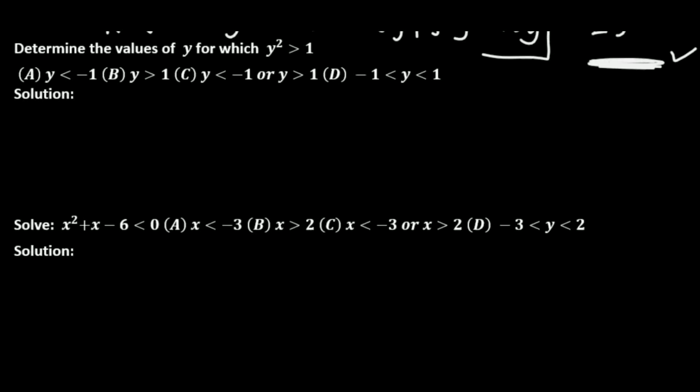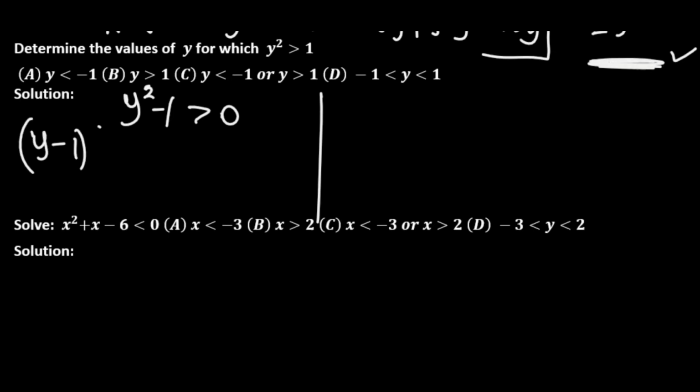Determine the values of y for which y squared is greater than 1. So if you could remember the steps used in solving quadratic inequality, this is a quadratic inequality. So we'll move every term that has the variable to one side. So y squared minus 1 is greater than 0. So this is a difference of two squares. Y minus 1, y plus 1 must be greater than 0.